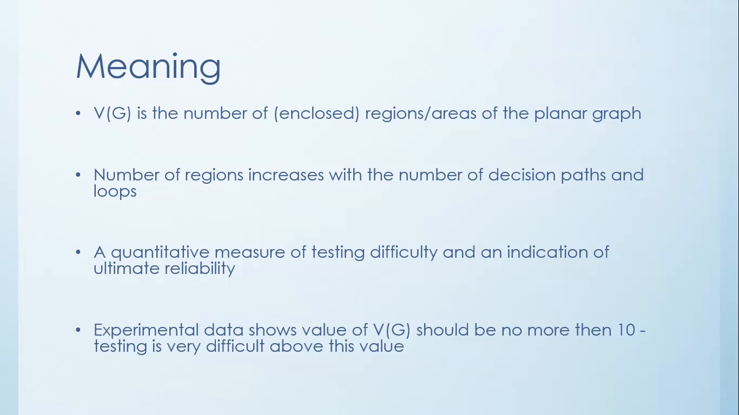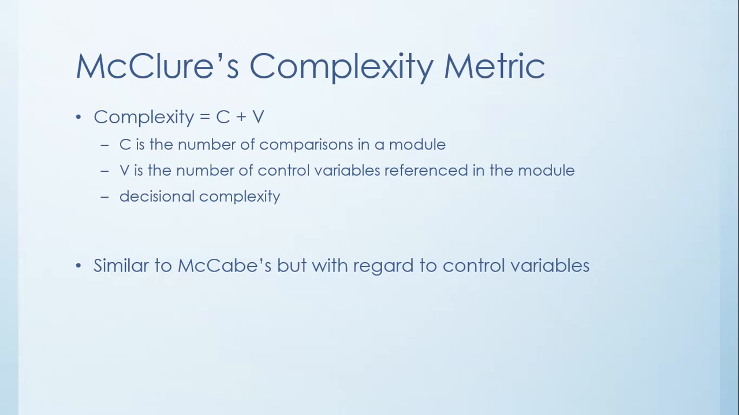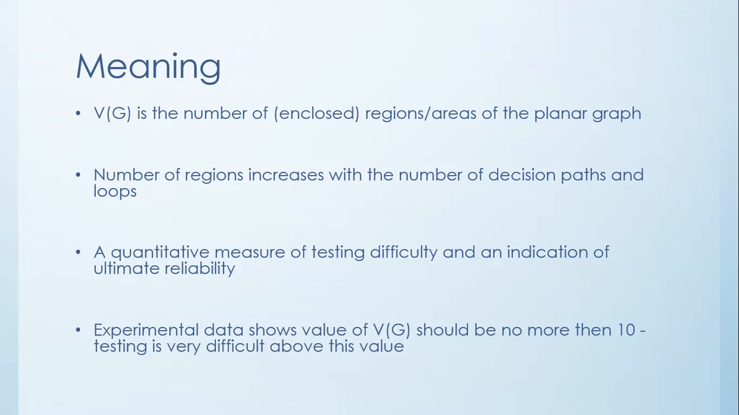Alright, so the meaning of VG, the cyclomatic complexity number, is the number of enclosed regions or areas in the planar graph. And the number of regions increases with the number of decision paths and loops. It is a quantitative measure of how difficult it is to test, and it's also an indication of ultimate reliability. Experimental data shows the value of VG should be no more than 10. Testing tends to become difficult above that value. And I think that's it for cyclomatic complexity.